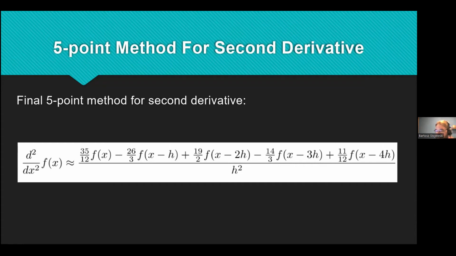And this is how it looks finally. This is our final form of a 5-point method for the second derivative.